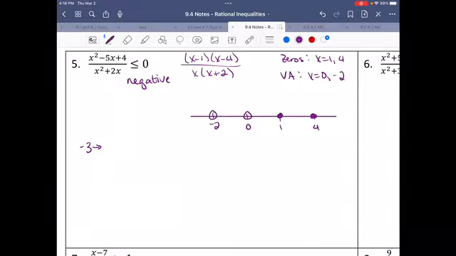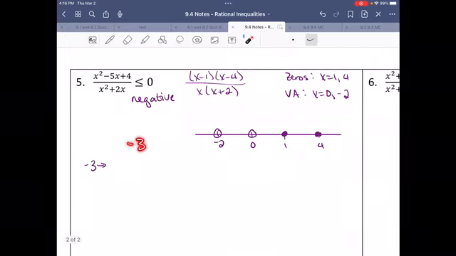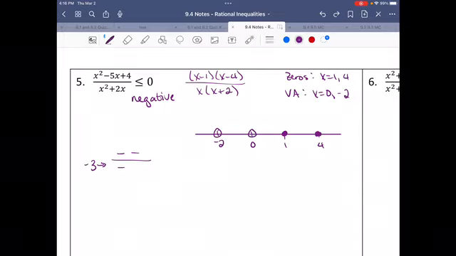So if I choose a number that's less than negative 2, negative 3 would be a good option. I'm going to plug it in here. So I've got negative 3 minus 1, which is negative. Negative 3 minus 4, which is also negative. And that's divided by, now plugging in here is automatically going to get me my negative there. Then I have negative 3 plus 2, which is also negative. So even amounts of negatives, we're going to have a positive solution here.